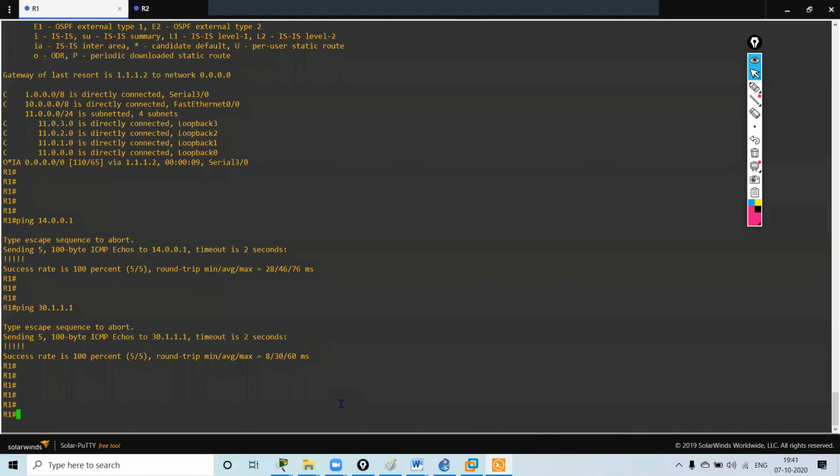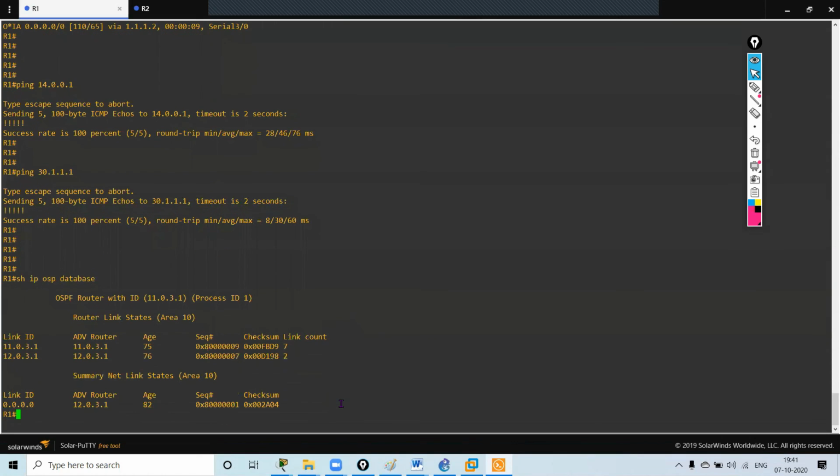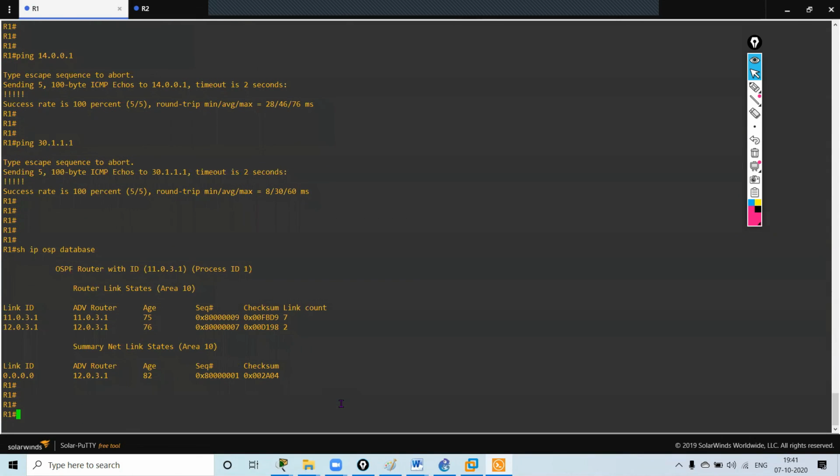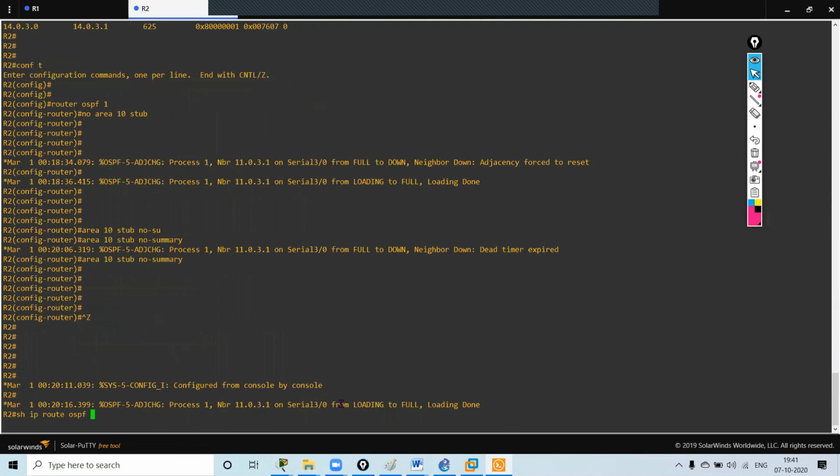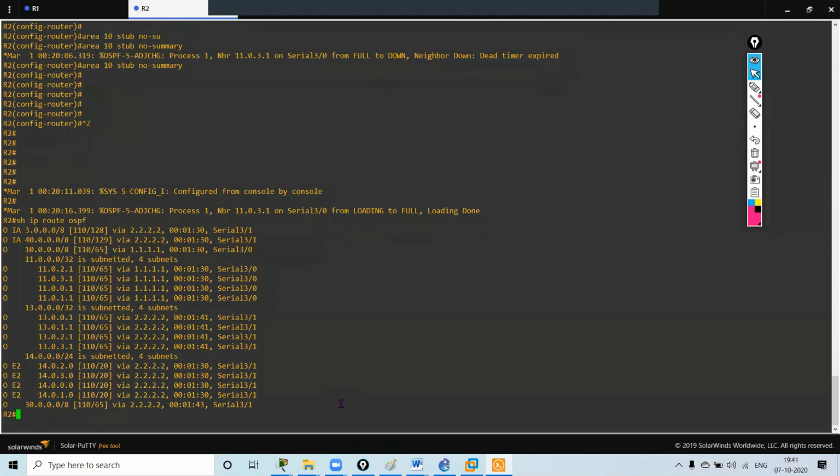Yes, just take show IP OSPF database. This is my database table. Three, four, 5 are removed. Yes. Okay. So while troubleshooting, this will give a problem, right? So we will know that this is the stub area.